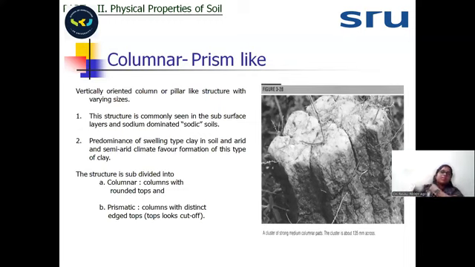In prism-like structure the vertical axis will be longer compared to the horizontal axis. So it gives a long, vertical shape. This structure is commonly seen in the subsurface layers and sodium dominated soils, and it is prominent in swelling type of clays. In this structure also there are two subclasses. One is prismatic structure, second one is columnar structure. Columnar means if the edges are rounded, then it is columnar. If the edges are sharp, then it is prismatic. So here in this image, this is columnar.